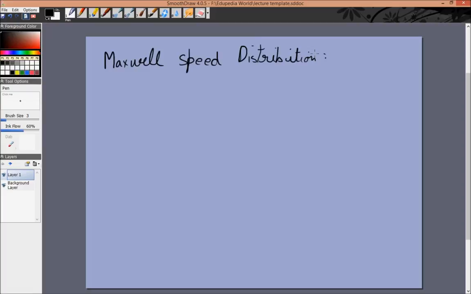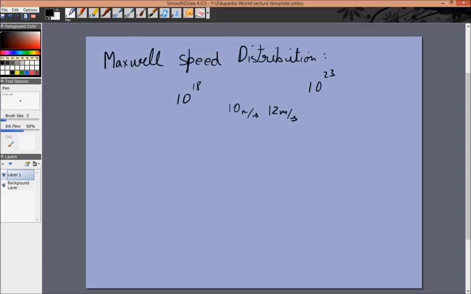Maxwell speed distribution, what it tells us is the distribution of speed in different molecules. For example, if there are 10 to the power 23 molecules, then Maxwell speed distribution will tell us that there are 10 to the power 18 molecules with a speed between 10 meters per second and 12 meters per second. I'm just giving an example. That's what it does. If you give a range of speeds, then Maxwell speed distribution will tell you how many particles are in that range of speed.